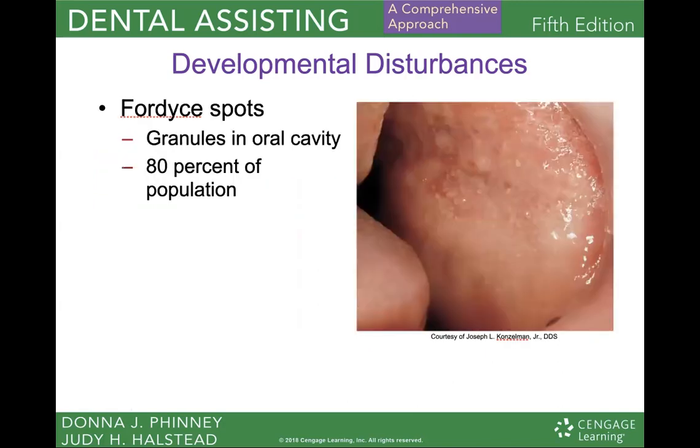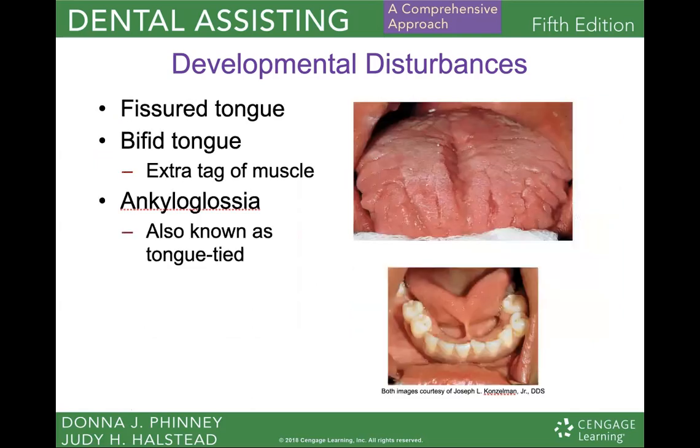Fordyce spots are granules that are numerous light yellow spots in the oral cavity. About 80% of the population has this, and there is no current treatment or really no reason to treat it. It's not painful. It doesn't usually have any symptoms other than it may look strange. A fissured tongue has a wrinkled, deeply grooved surface. A bifid tongue is where two lateral halves of the anterior two-thirds of the tongue fail to fuse completely, and an extra tag of muscle at the end of the tongue exists.